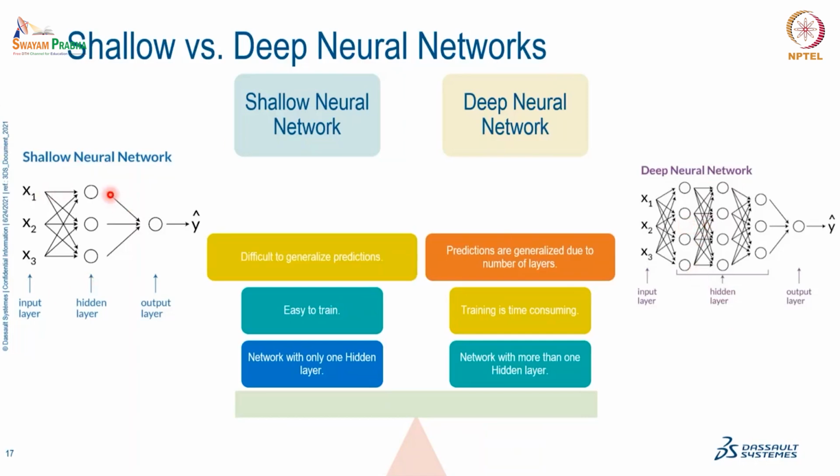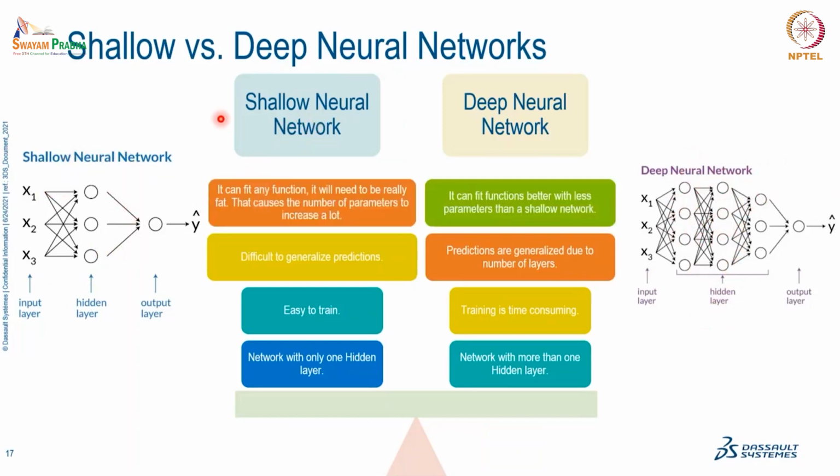As there is only one hidden layer, it is very difficult to generalize the prediction on multiple outputs, but the same is comparatively easy to generalize in a deep neural network, because they have a number of layers which can extract a number of features instead of just one hidden layer.